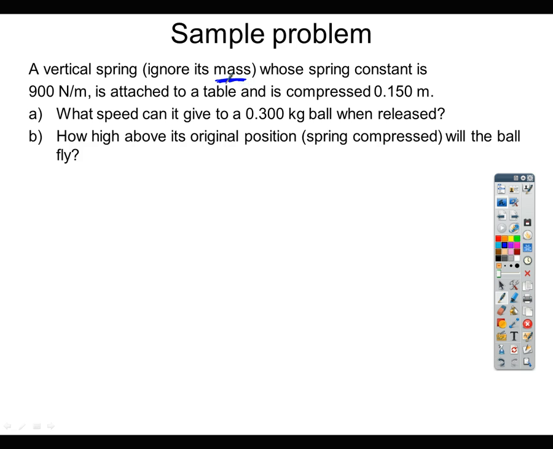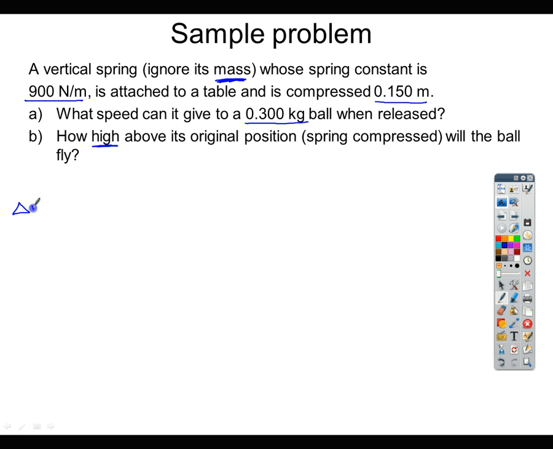A spring whose spring constant is 900 newtons per meter is attached to a table and is compressed by 0.15 meters. They want to know what speed it can give to a 0.3 kilogram ball when it's released, and then they will also want to know how high above its original position the ball will actually fly. Let's do the first part.